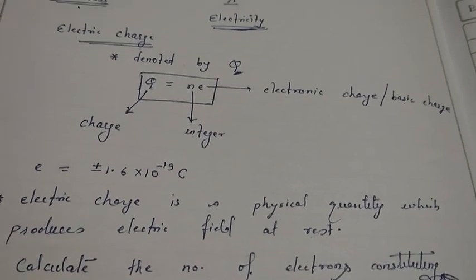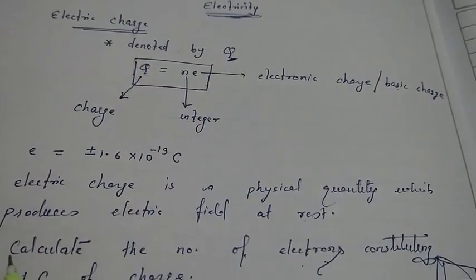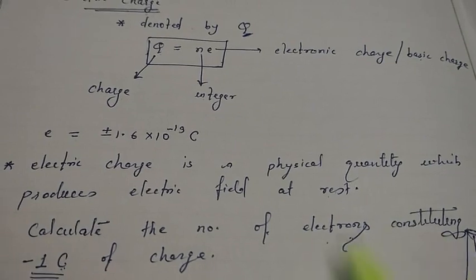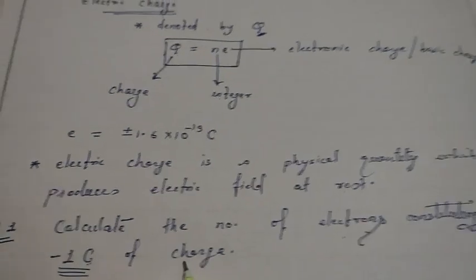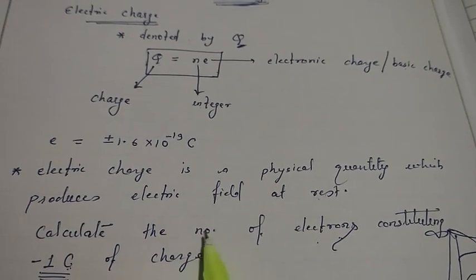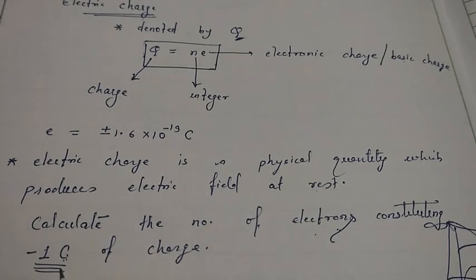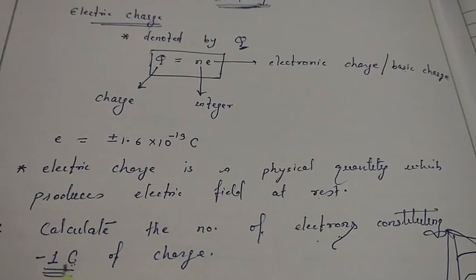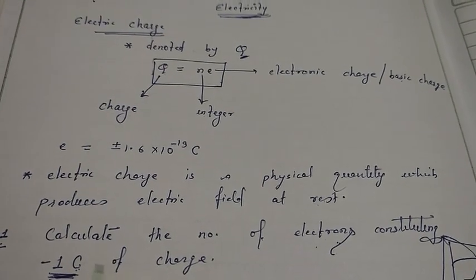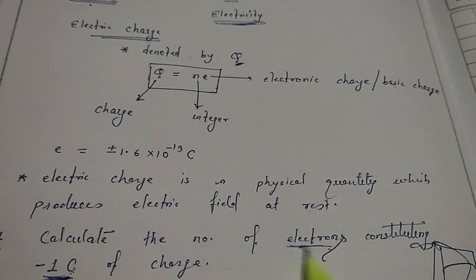Now, there is a numerical based on this formula. The question is: calculate the number of electrons constituting -1 coulomb of charge. Means in this question we have to calculate how many electrons constitute -1 coulomb of charge. The charge, denoted by Q, is given as -1 coulomb, and we have to calculate the number of electrons.